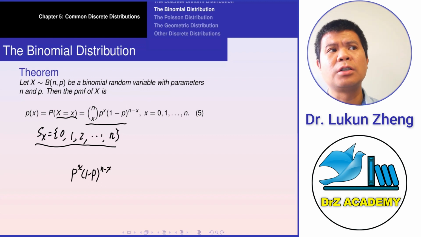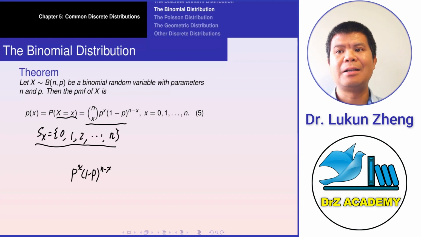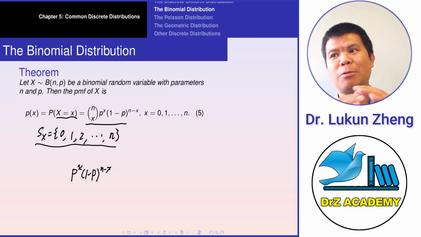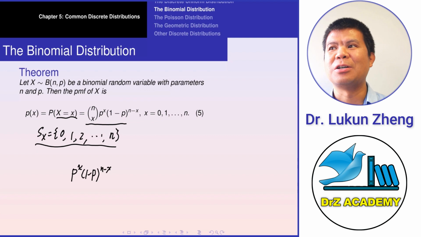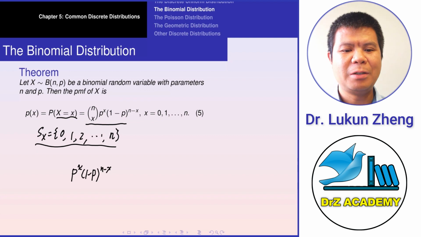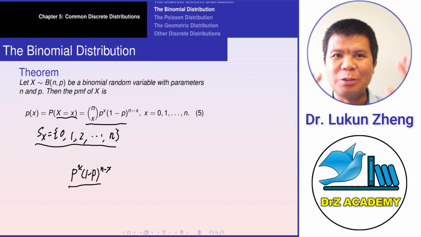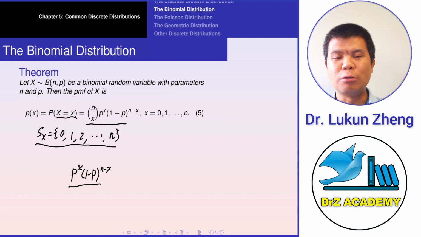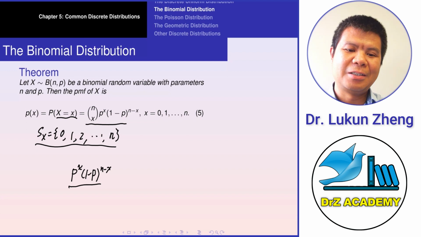So this is like a selection problem, right? You select x from these n trials. For each combination, the probability is this one. So you need to know how many such combinations there are, right? So it's n choose x.